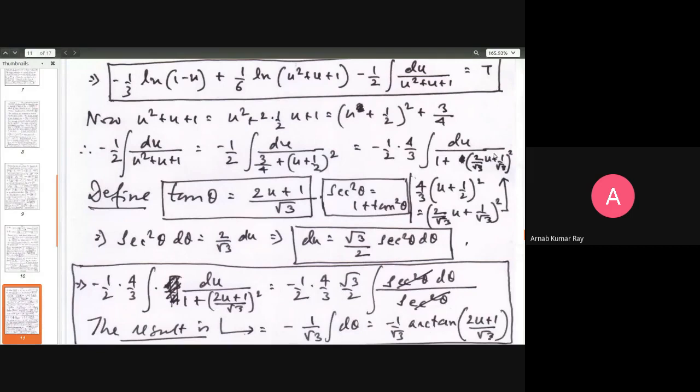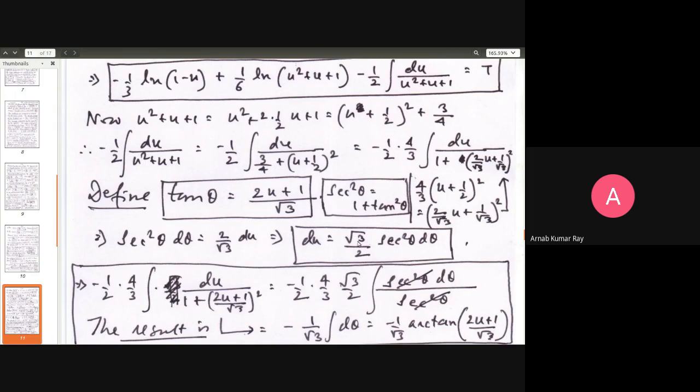So how have I written this thing? Whatever is left outside will be 4 by 3 into u plus half whole squared, to the right of this vertical line. Then you take the 3 inside the square root and the 4 also inside. So it will be 2u plus 1 by 2 into 2, which will make it 1, and the 3 goes in the denominator: 2 root 3 and root 3 whole squared. So this whole thing will be this thing.